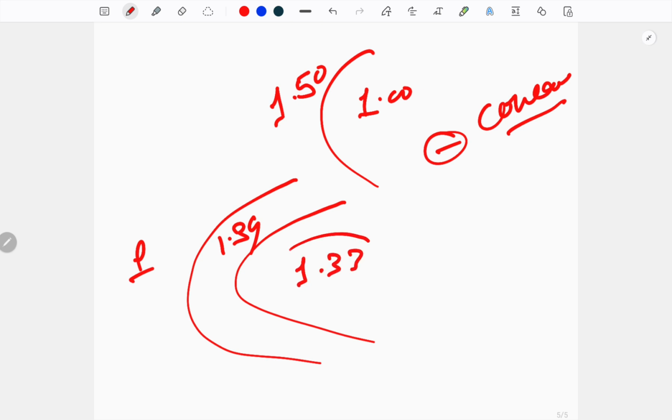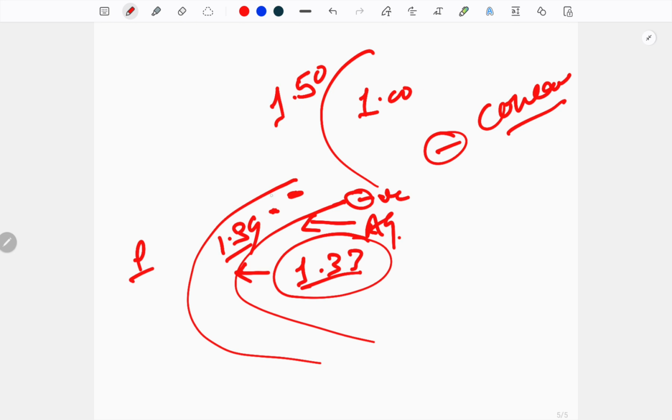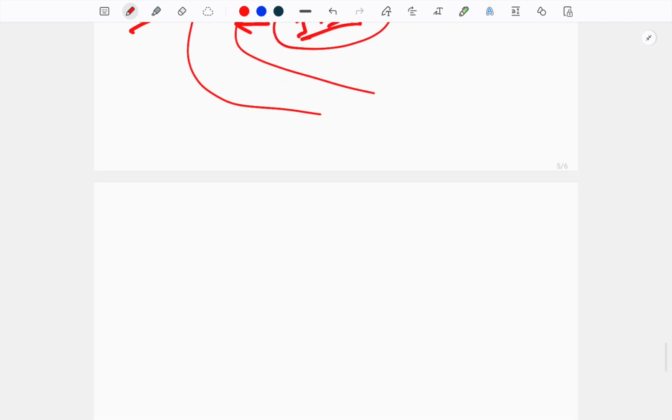So if the aqueous, which is lower index, bulges towards the higher index, which is the cornea, then this surface, which is the back surface, is a negative surface, isn't it? Minus 6. In the case of this front surface, where the cornea bulges towards the air, that's why it's a plus surface, a positive surface.